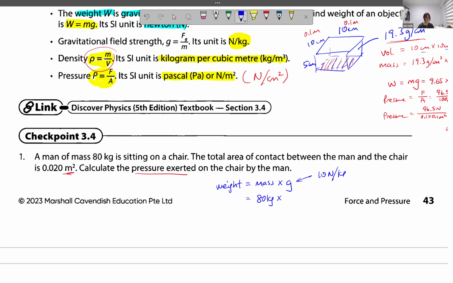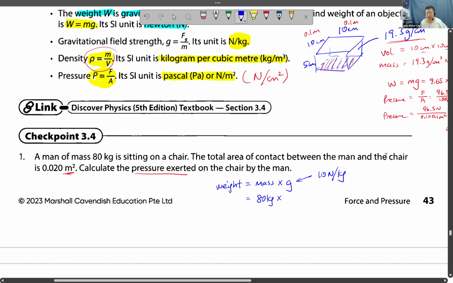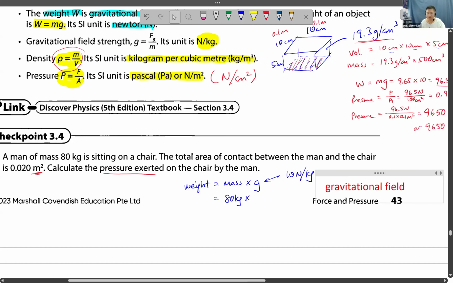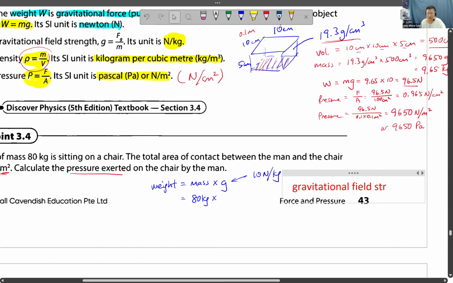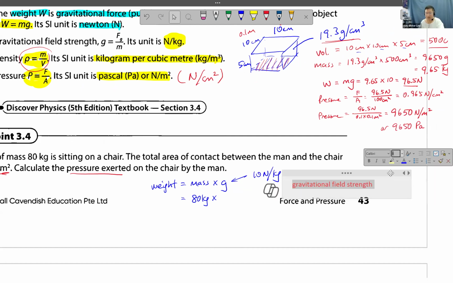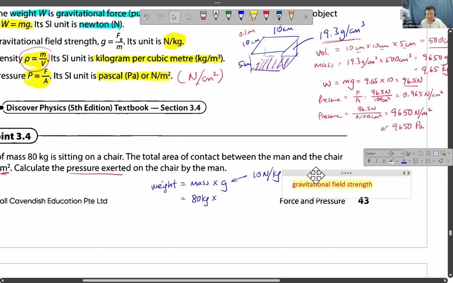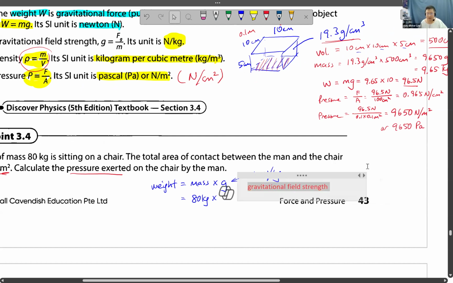Oh, gravitational field strength. Okay, let me type this out. You can write it down if you want. Gravitational field strength. All right, so this gravitational field strength. Okay, so it's times 10.